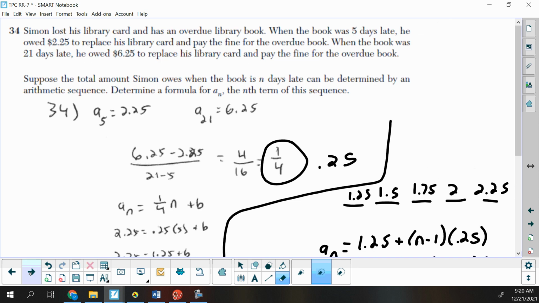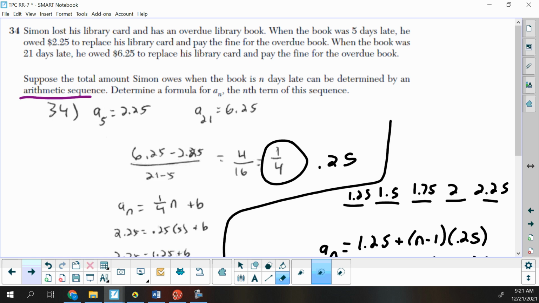This next one is a tricky question. So day 5, 225, 21 days late, 625. They tell us it's an arithmetic sequence. Well, arithmetic is like linear. So we want to think like a slope. And that will give us what our d value is.